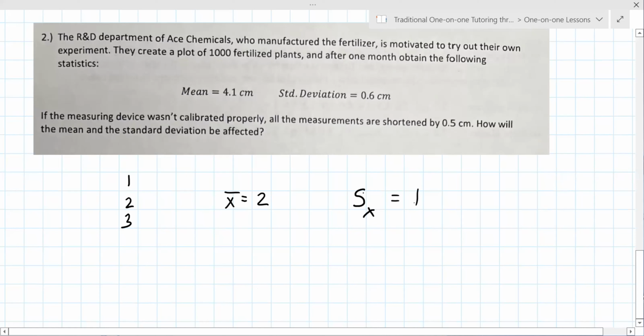Okay, now the next thing is kind of what it's asking for here. You can either go into list 2 or go to list 1, but you want to subtract each of these by 0.5. So you can either rewrite the numbers, but your new data set's going to be 0.5, 1.5, and 2.5. And we're going to do the same thing. We need to calculate the mean and the standard deviation.